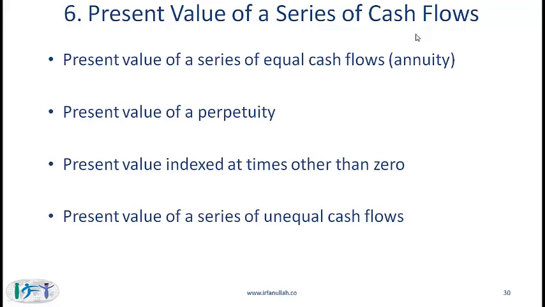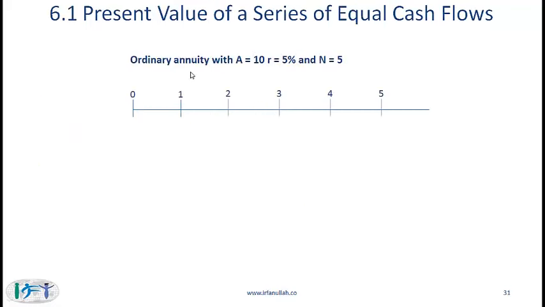Let us now talk about the present value of a series of cash flows. And in this segment, we will go over these scenarios. First, let's calculate the present value of an ordinary annuity. And as you've seen before, an ordinary annuity means that the first cash flow will occur at the end of the current period. So if you are here at time 0, an ordinary annuity means that the first cash flow, which in this case is 10, will occur at the end of year 1 or end of period 1.